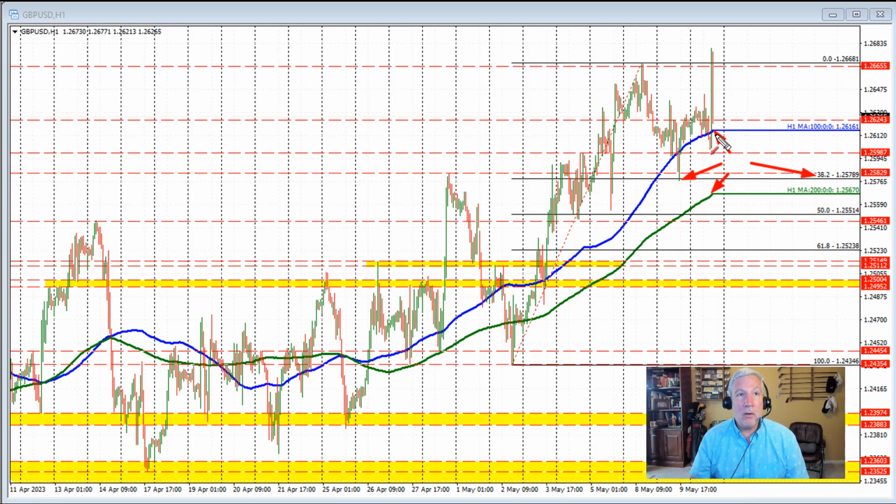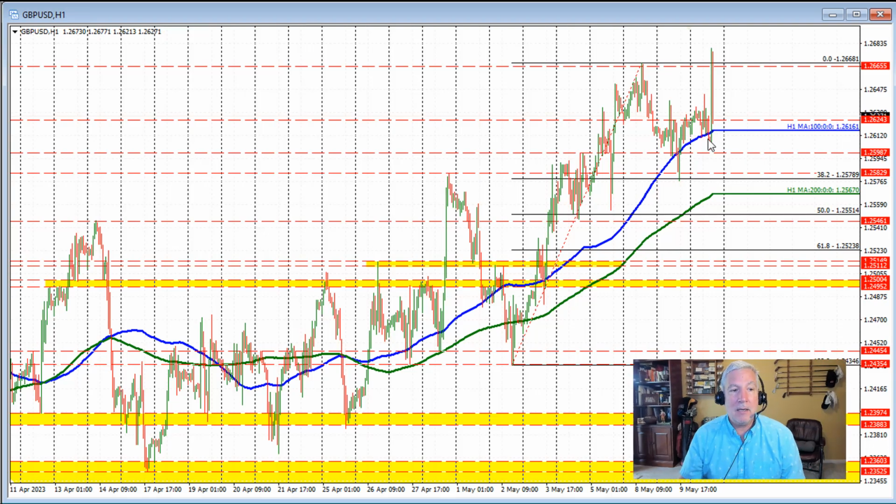But right now, what we are seeing are support buyers trying to lean against that 100-hour moving average, and we'll see if that level can hold. Watch the previous high from earlier in the day. That high came in at 126.44 as perhaps a barometer. Move above that level, that would be more bullish, and the buyers would breathe a sigh of relief.